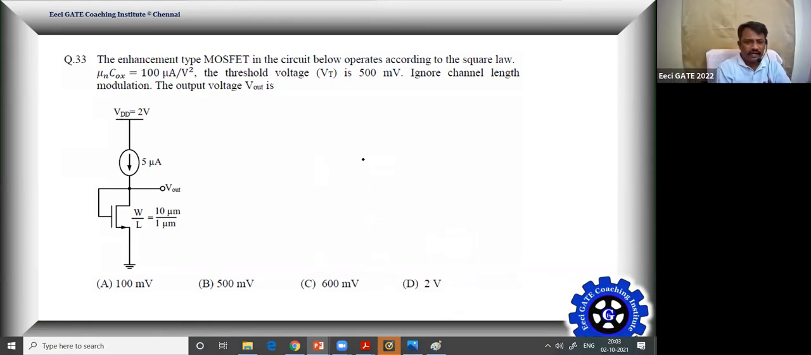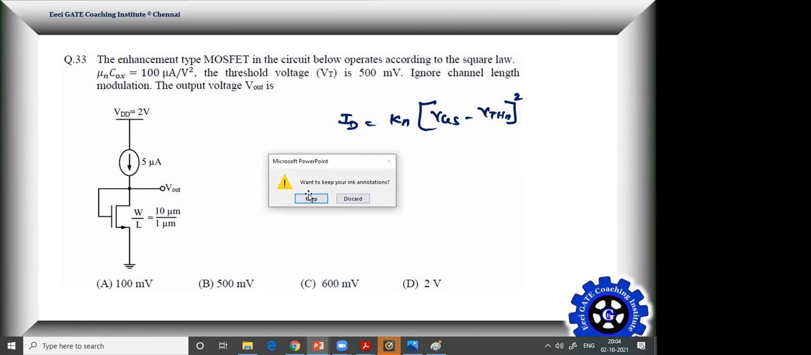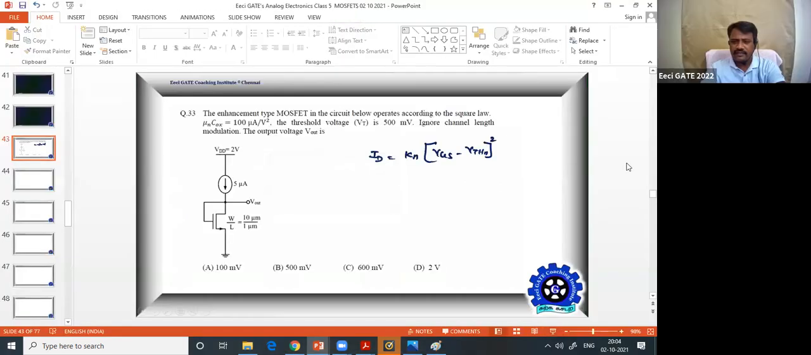So what is the extra data given? The NMOS, an E-type MOSFET in the circuit below, operates according to the square law. That square law means ID equals Kn into VGS minus V threshold of NMOS, the whole square. That's a square law connection. Correct? All of you getting this? Yes, sir. Understand what is given first.